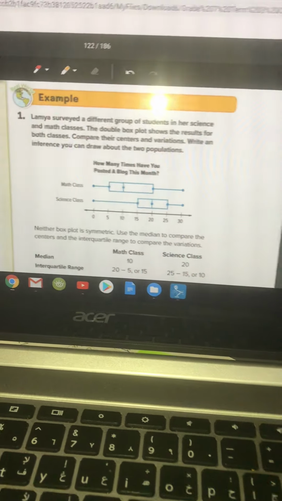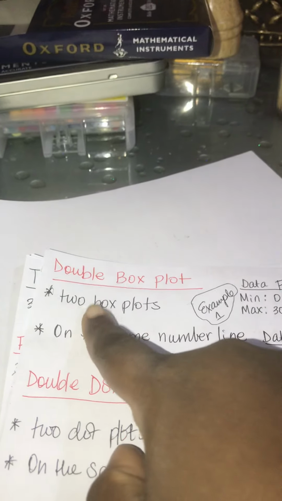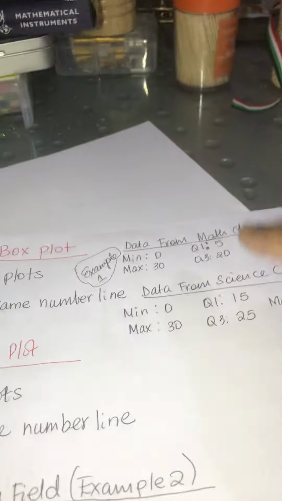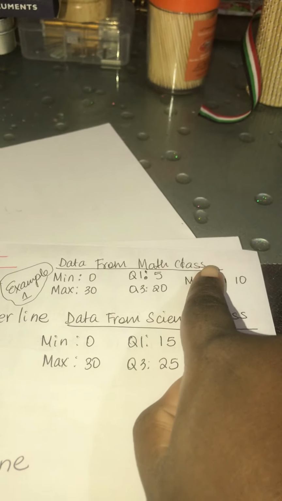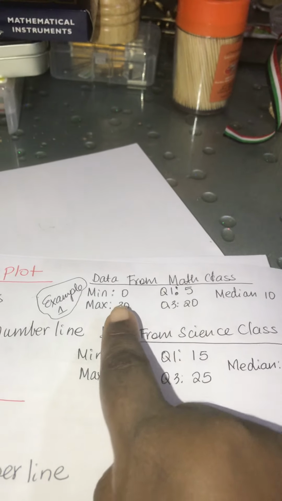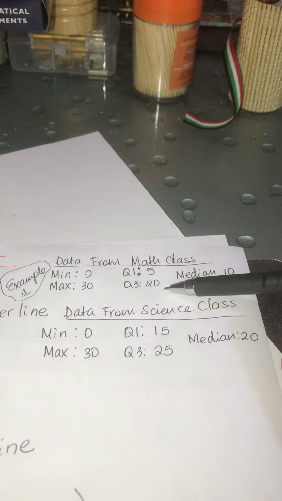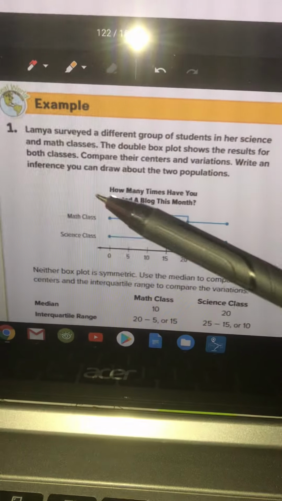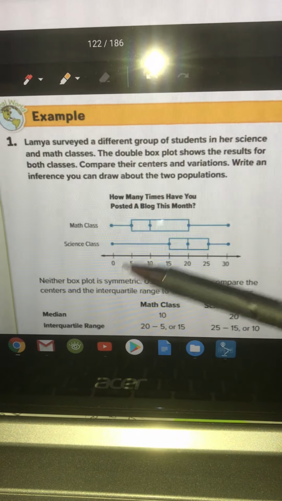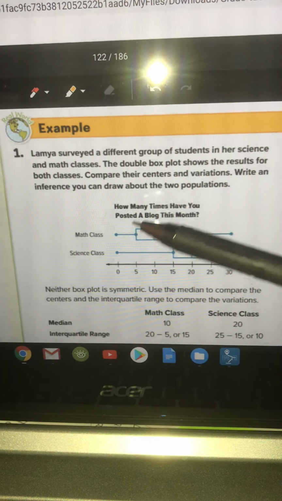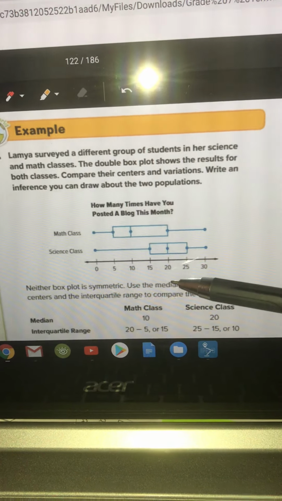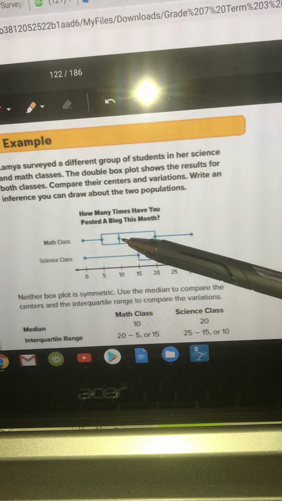When you are explaining, a double box plot is two box plots on the same number line. I used example 1, like I told you over here. You will draw this picture in your book, the picture for example 1. What is the data I got from the first one, the math class? The minimum is 0, the maximum is 30, Q1 is 5, Q3 is 20, and the median is 10.